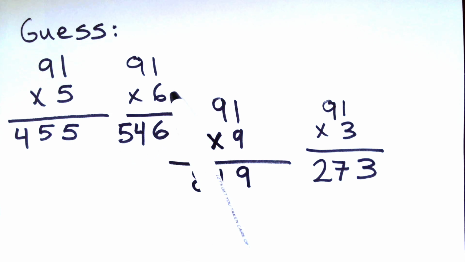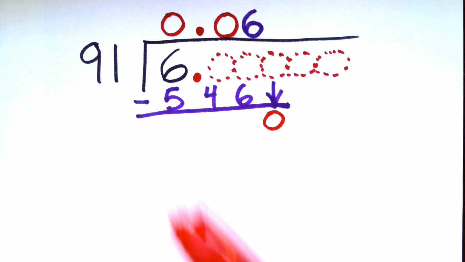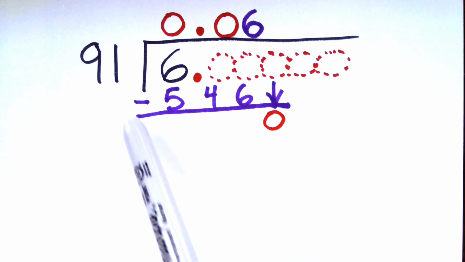So 91 times 6 gives me 546. Okay, so I'm showing you 91 times 6 gives me 546. So I'm going to subtract that value from my target of 600.